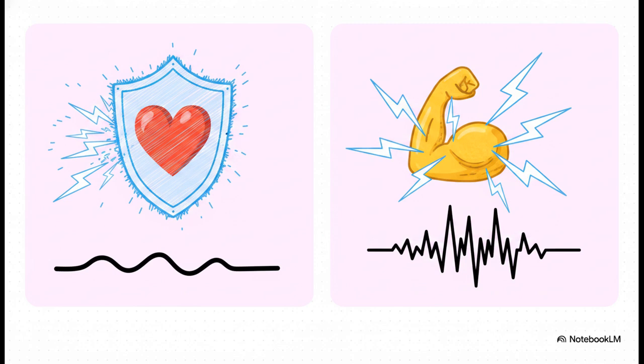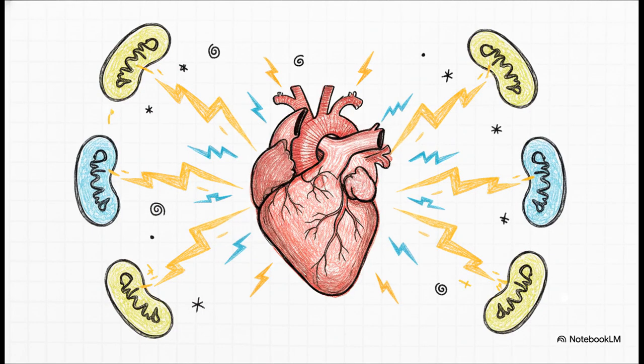Guys, this is literally life-saving. A tetanized heart would just lock up. It couldn't relax to fill with blood, and if it can't fill, it can't pump. Plus, this relaxation allows for the Frank-Starling mechanism. Basically, the more the heart fills with blood during diastole, the more the muscle fibers stretch, which leads to a much more forceful contraction. Mechanically, the heart is a powerhouse, but metabolically, it is incredibly demanding.